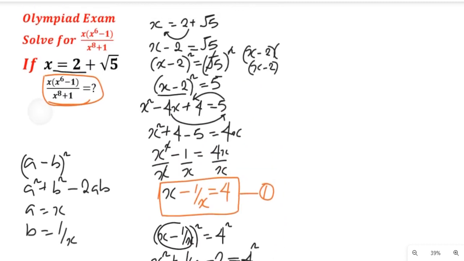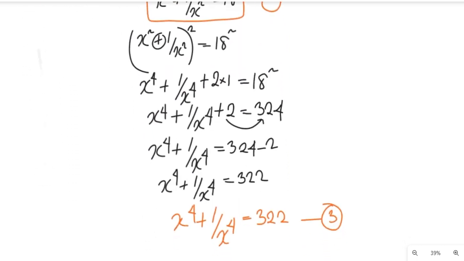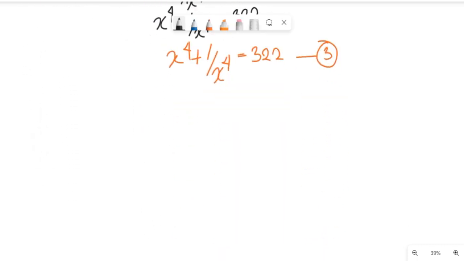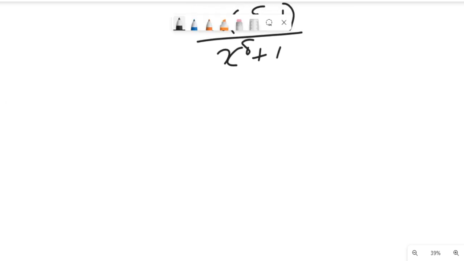From this equation, we are actually looking for x times (x to the power of 6 minus 1) divided by x to the power of 8 plus 1. So we are going to bring out that equation and work on it. We have x to the power of 6 minus 1 divided by x to the power of 8 plus 1. So let's work on this equation to get a very simple solution.